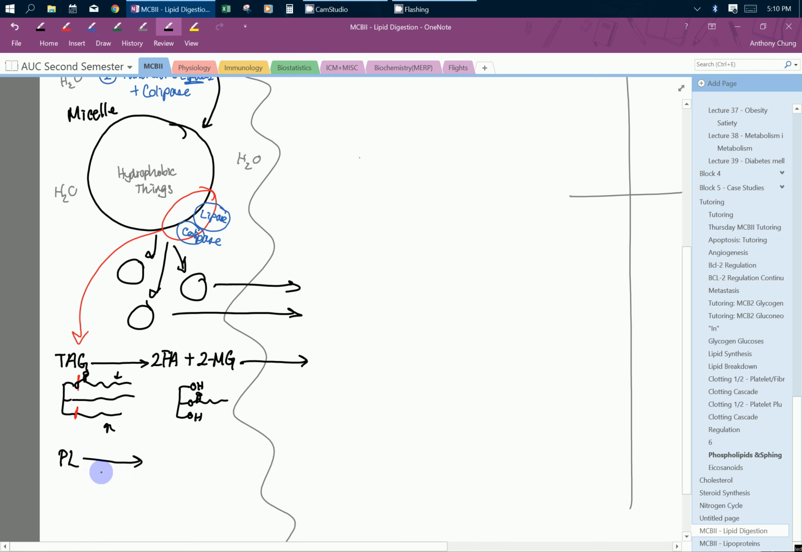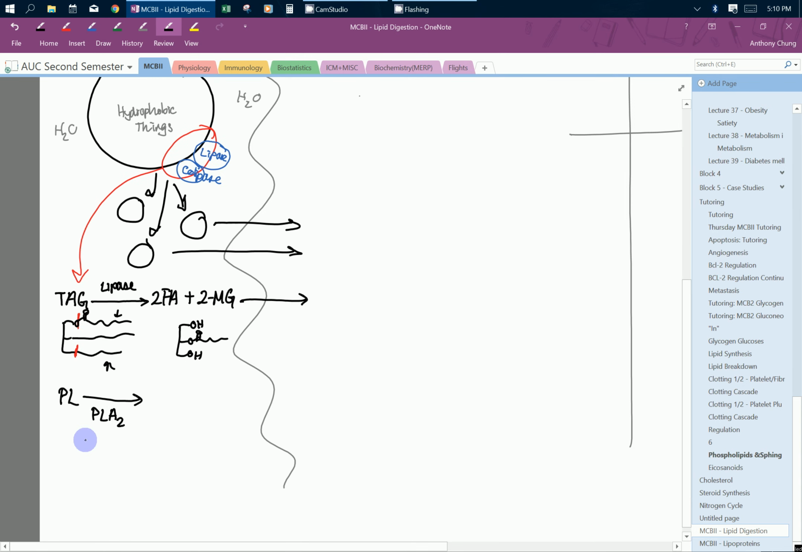The phospholipids, so this one is lipase. This is going to be phospholipase A2, and just to refresh your memory of where that actually cleaves, recall the structure of a phospholipid, right? You have something like this chain.